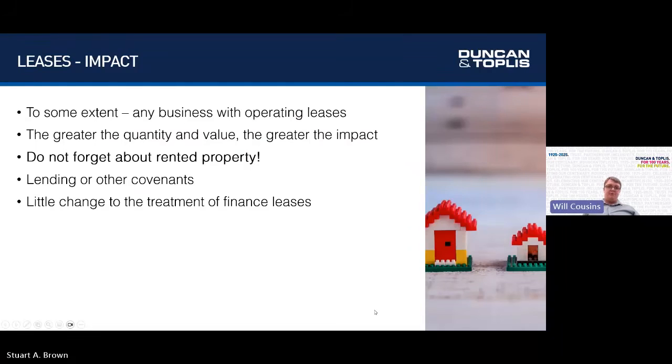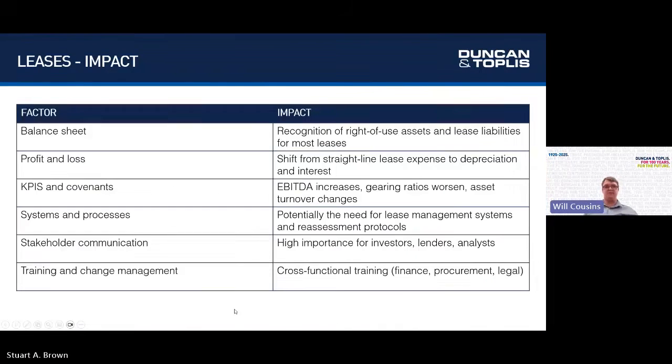So in terms of the impact, and we'll go on more to how it's going to impact companies as I go through these slides, in essence, it's going to impact any business that has operating leases. It sounds obvious, but the greater the quantity and value of the leases, the greater the impact. It's also important to note that this does include rented property. And I think the key point to reiterate today is we need to start thinking about this now, because it is going to impact lending, covenants, and various other parameters, which I'll go into. Also to note that there's very little change at all to the treatment of finance leases at this stage.